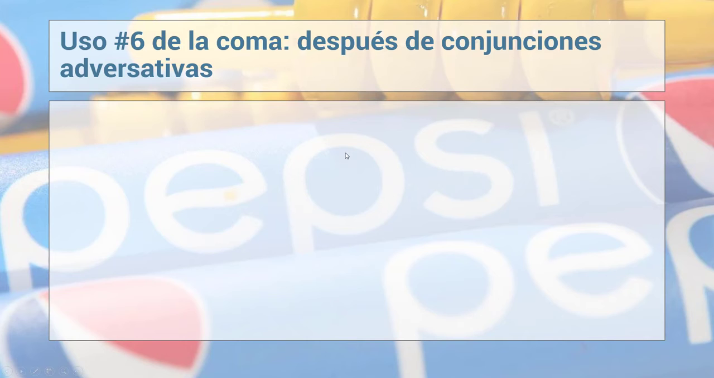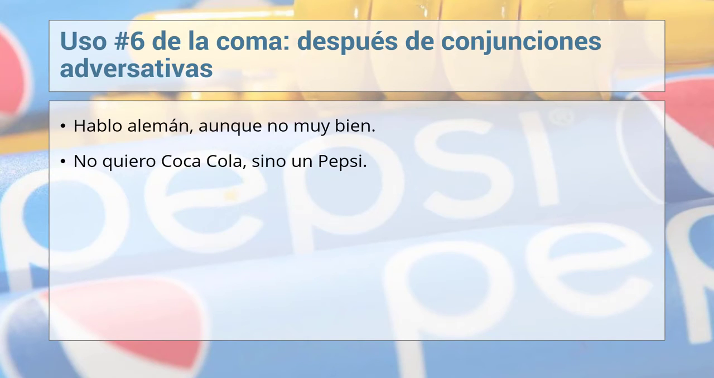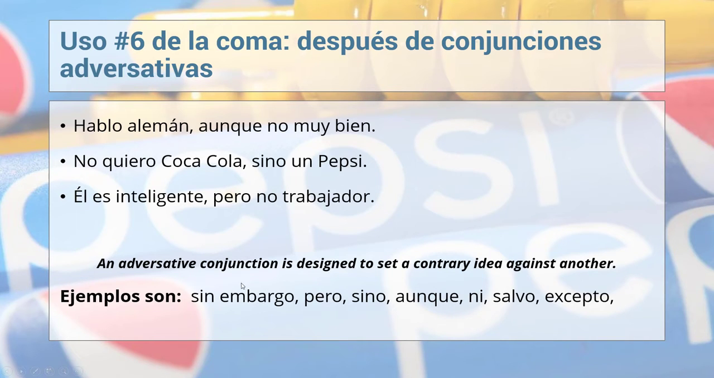All right, uso número 6, después de conjunciones adversativas. Now, adversative conjunctions are these, like sin embargo, pero, sino, aunque, ni, salvo, excepto. And basically, they set a contrary idea against another. So, I speak German, hablo alemán, although not very well. So it's kind of like, here's this, but there's also this.